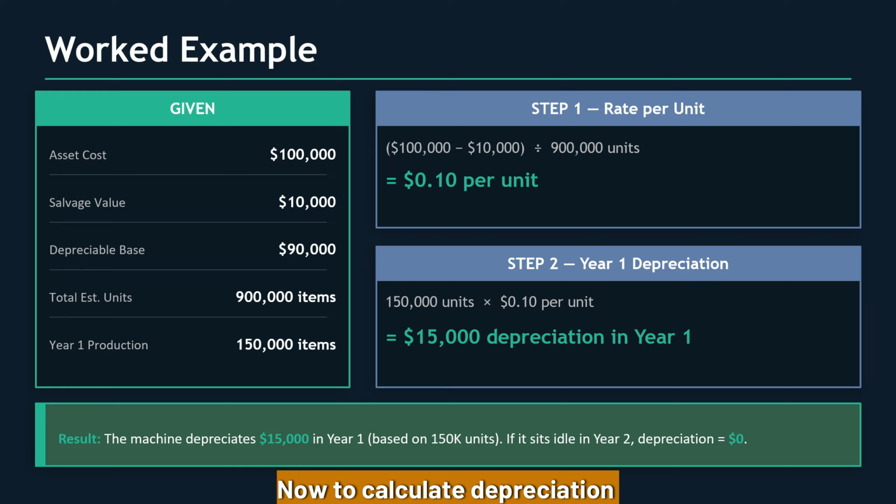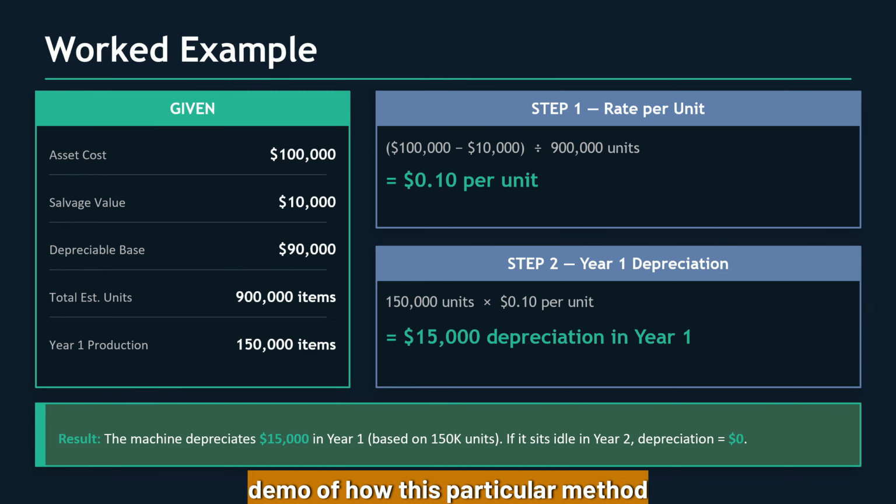Now to calculate depreciation in year 1, you need to multiply 150,000 units, which you saw on the left side. 150,000 units or items were produced by this particular asset or this machinery. You need to multiply the same by $0.10 per unit, that is 10 cents per unit, and that will give you $15,000 depreciation in year 1. So the machine depreciates at $15,000 a year based on 150k units. If it sits idle in year 2, the depreciation would be 0. So this is the overview of the units of production method.